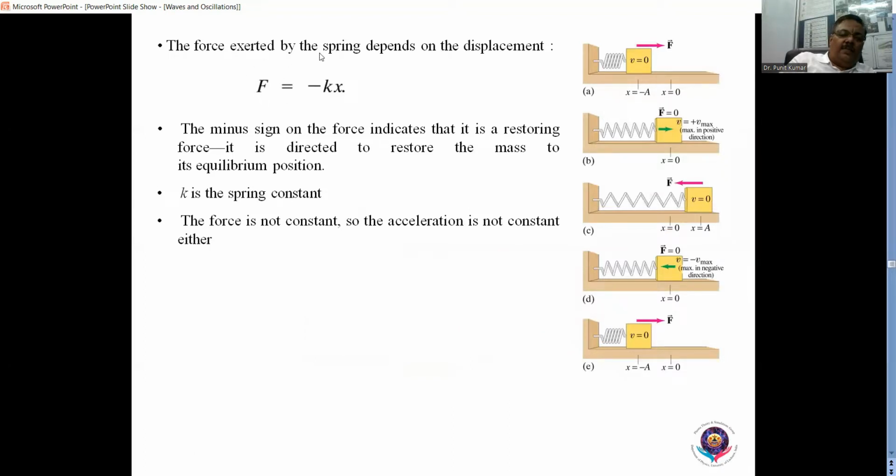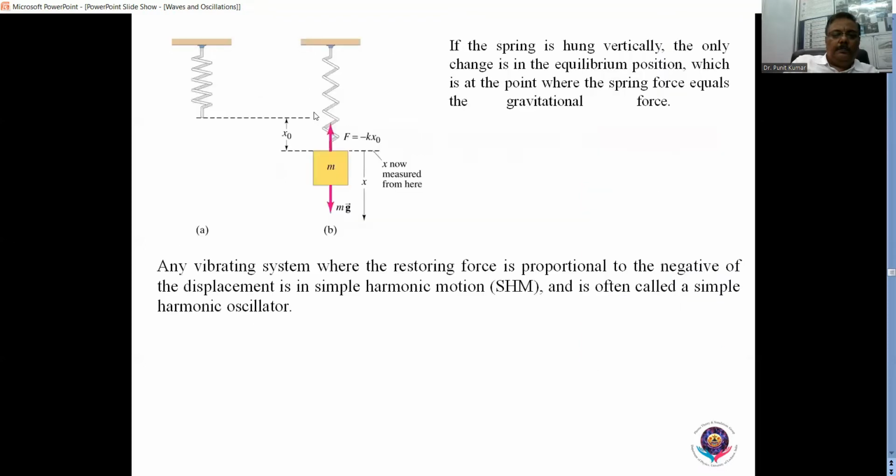And in this, force is equal to minus kx. That means the force is proportional to the displacement in the opposite direction. Such kind of oscillation is called simple harmonic, where the force is proportional to the displacement directed in the opposite direction. If the spring is hung vertically, there are only vertical oscillations, and the force is equal to the gravitation.